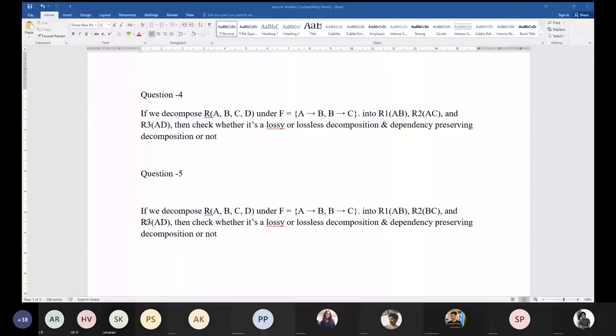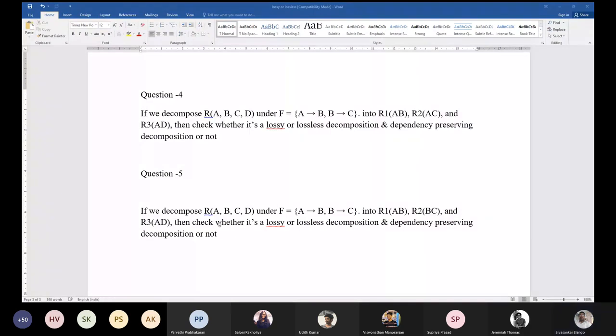Right. So question 5, you have a similar problem. You have your relation with attributes A, B, C, D, and there exist functional dependencies: A determines B and B determines C. Same thing, we are going to decompose into 3 relations. So both the problems look similar. Only thing here we are going to decompose it into 3 relations: R1 with attributes AB, R2 with attributes BC, and R3 with attributes AD. Again, you need to check whether it's a lossy or lossless decomposition, and whether it's a dependency preserving decomposition or not.